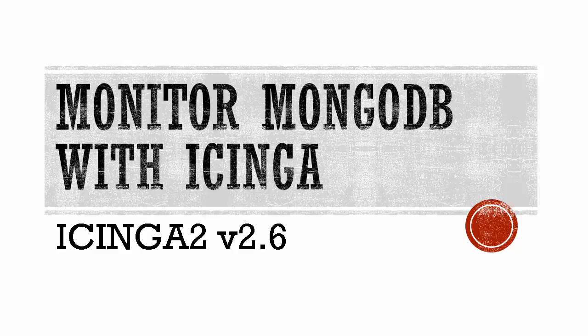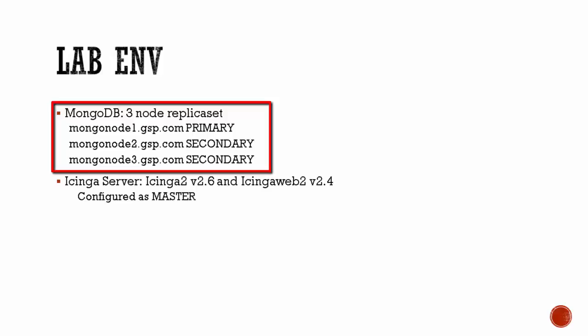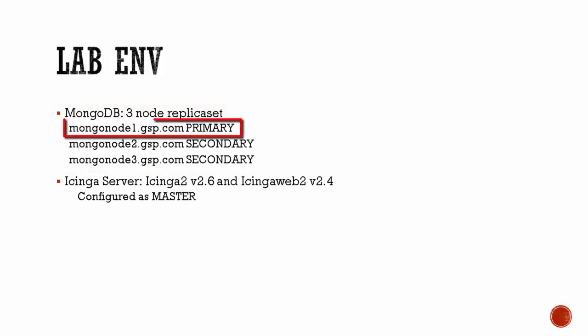In this video, I will demonstrate how to set up monitoring for your Mongo database servers using Icinga. For this demonstration, we already have a Mongo replica set. This replica set has 3 nodes. Mongo node 1 is our primary. The other 2 are our secondaries.